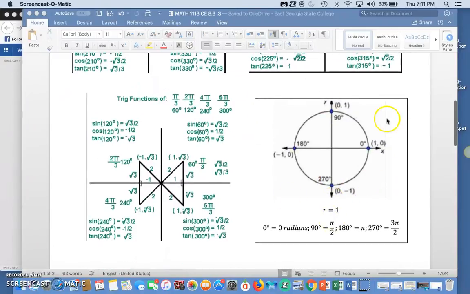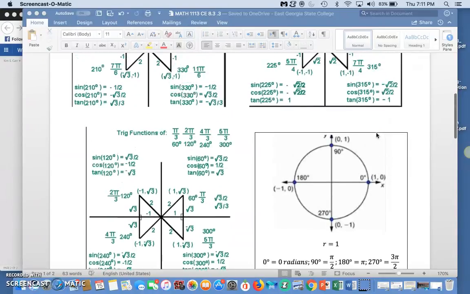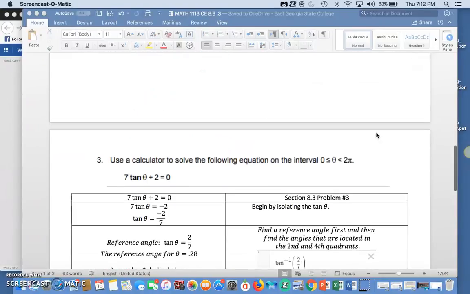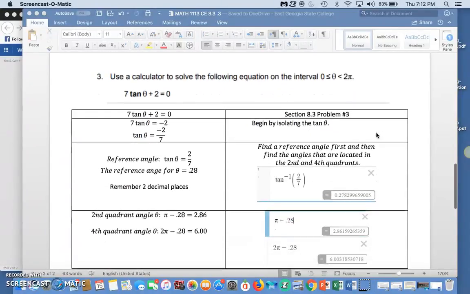This is your quadrangles and the areas that you need to know. 0, of course, is 0 degrees in radians. 90 degrees is pi over 2. 180 is pi. 270 is 3/2 pi. All the way around again, of course, is 2 pi. That's background information that you might want to use here.